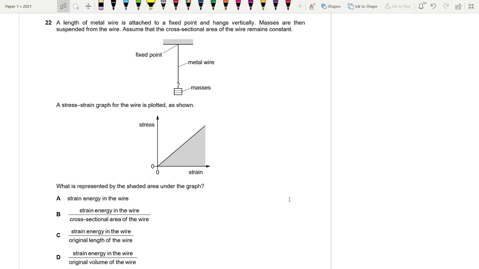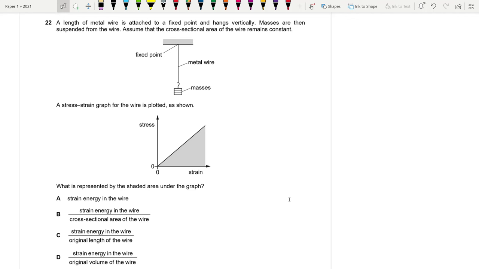22. A length of metal wire is attached to a fixed point and hangs vertically. Masses are then suspended from the wire. Assume that the cross-section area of the wire remains constant. A stress-strain graph is plotted. Remember guys, the area under the force-extension graph gives you the strain energy stored in the spring.